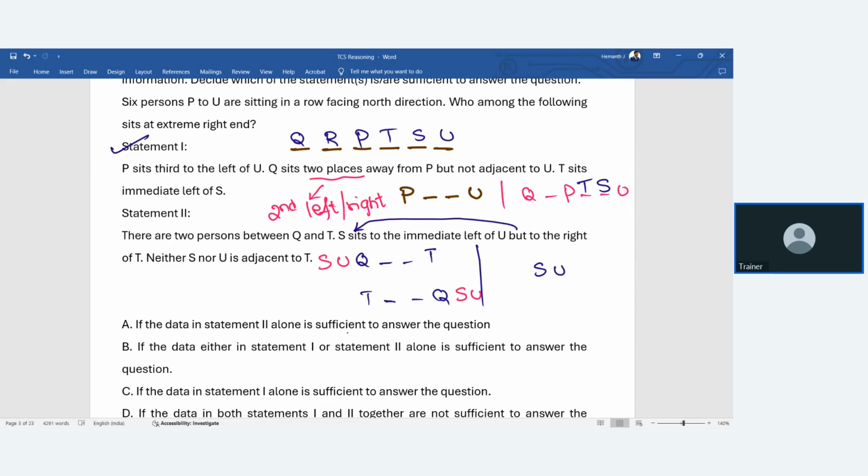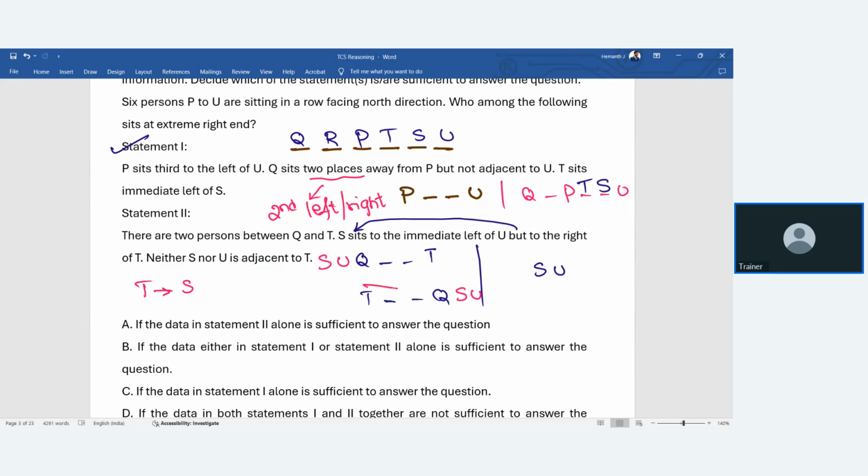S is to the right of T. I changed the question, kindly understand. I added one extra line. Neither S nor U is adjacent to T. Okay, S and U I cannot put here because it's not adjacent to them. Clear. So I had to put in this way or this way, but there is one more condition. S is right of T. Right means it can be anywhere. It's immediate right or second right or third right. So that is to be possible.